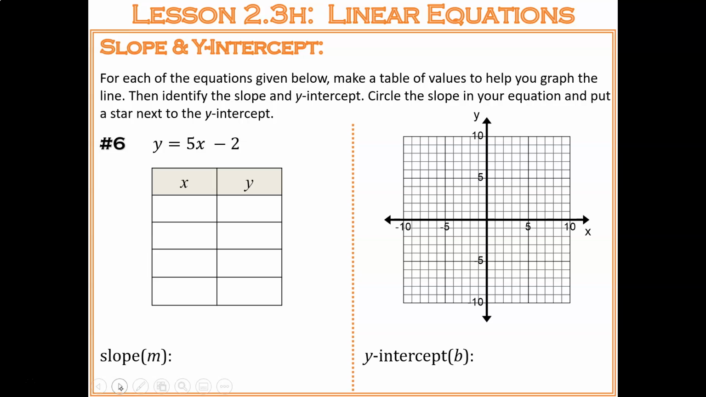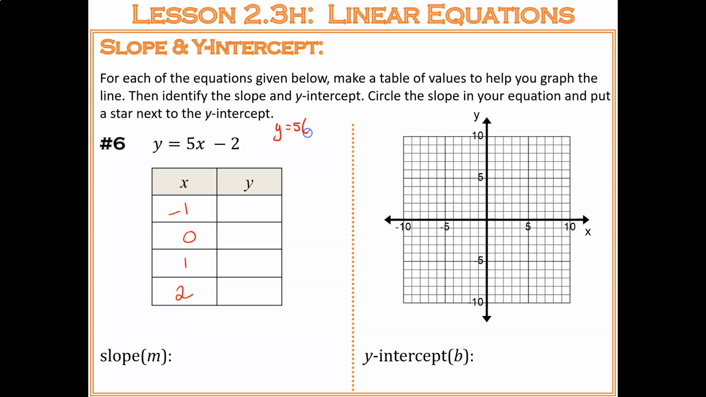Number 6 says we're going to graph this using a table. So you should always pick these numbers for now. You pick your x's. So you pick -1, 0, 1, 2. If you pick those numbers, it tends to keep your line on the graph. If you pick other numbers for your x's, it could be off the graph somewhere. So you pick your x's, okay? Then you plug them into the equation.